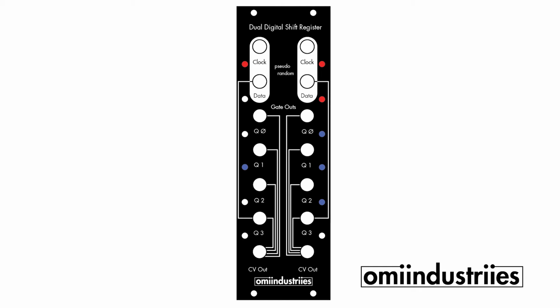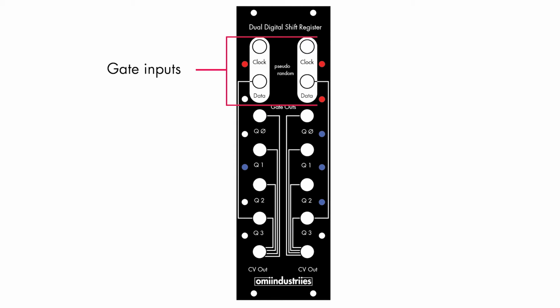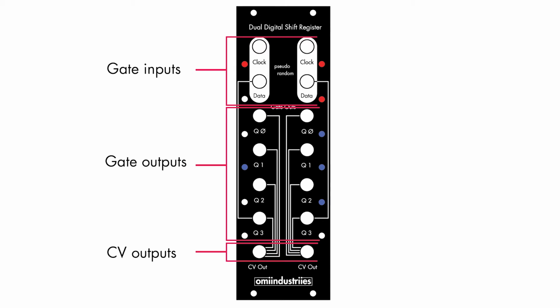The DDSR has 2 channels, both of which have 2 gate inputs, clock and data, and 5 outputs, 4 gate outputs arranged vertically and indicated by the blue LEDs, and a CV output. The state of the 4 gates determines the CV output.